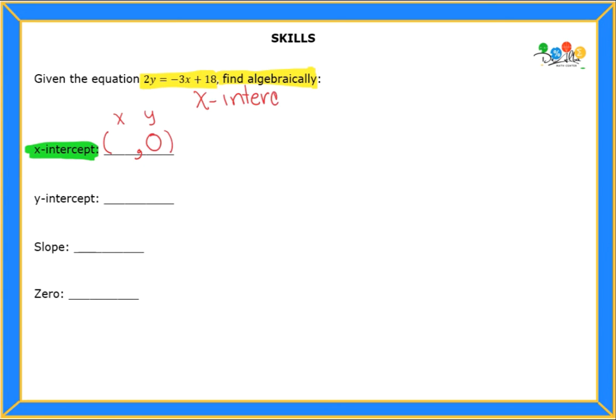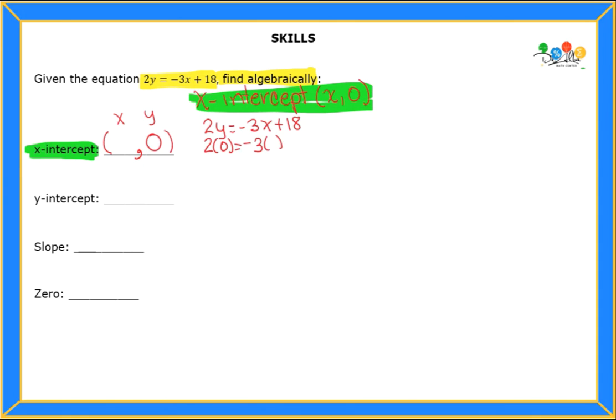So let me write it down over here. The point that I'm going to use is x and 0. I said x because there's no value for x. Okay? So we're going to write down my equation. And don't worry about the equation having x and y on two different sides. It's totally okay. So I got 2y equals negative 3x plus 18. I will replace y with a 0 and keep the rest the same.